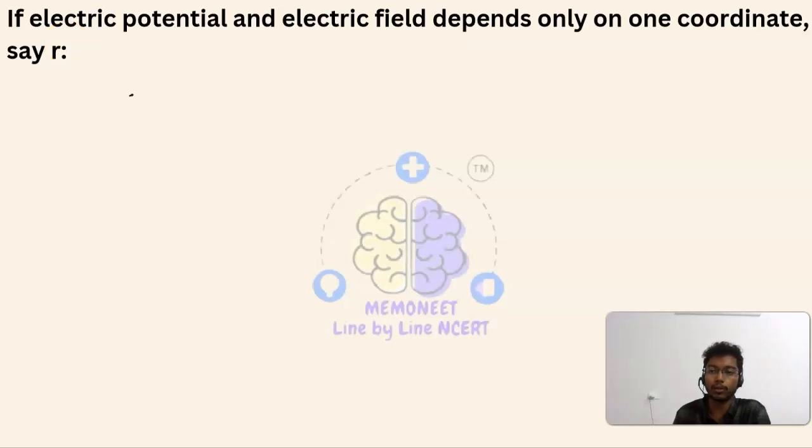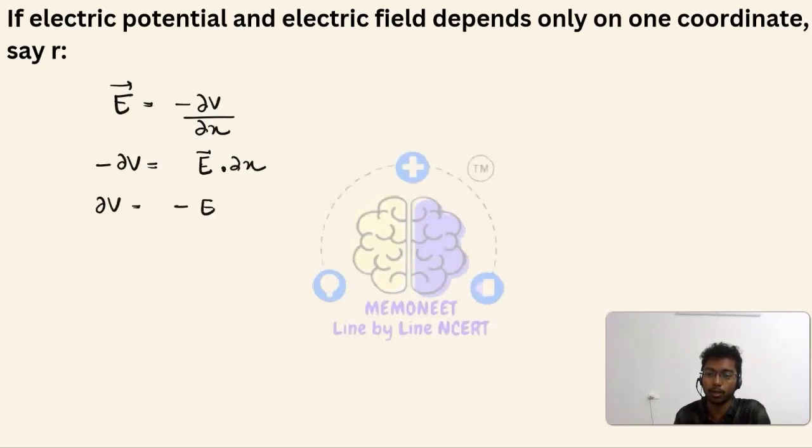Let's say we have E vector is equal to minus of del V upon del x. So here we can also write minus of del V is equal to E vector dot dx. So del V is equal to minus of E vector dot dx. On integrating both the sides, we have V2 minus V1 is equal to minus integration of E dot dx. This is how we can find the electric potential from the electric field.